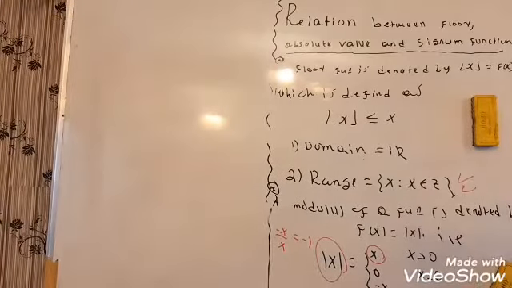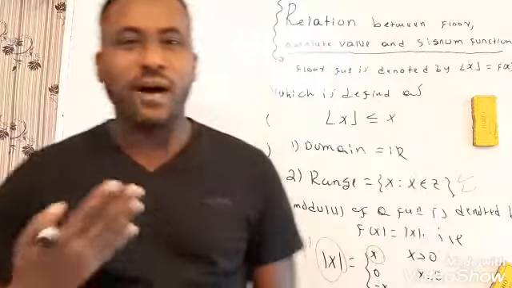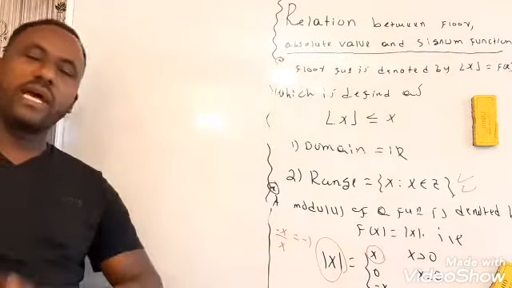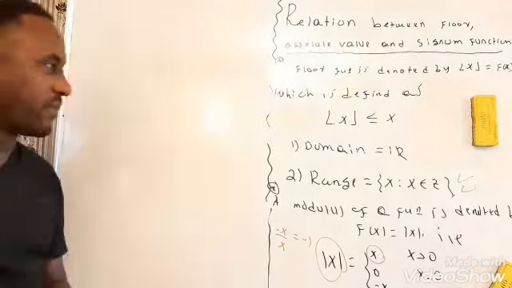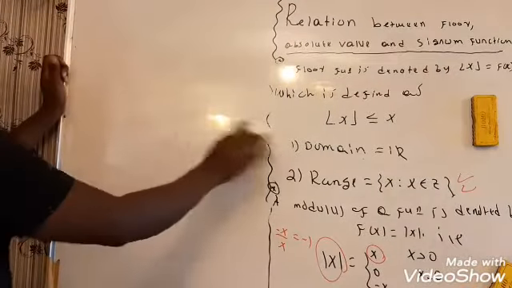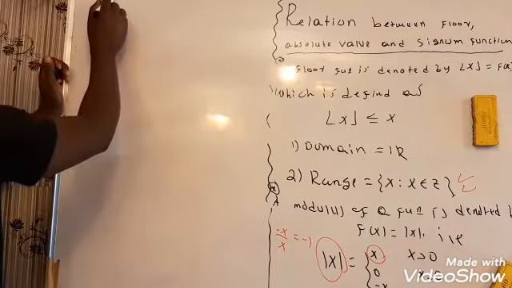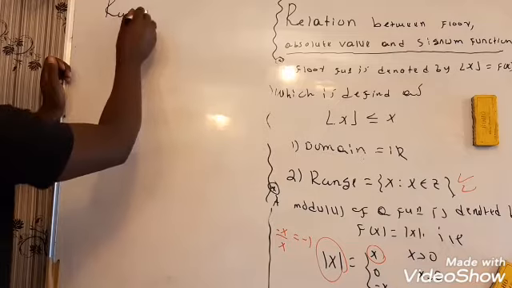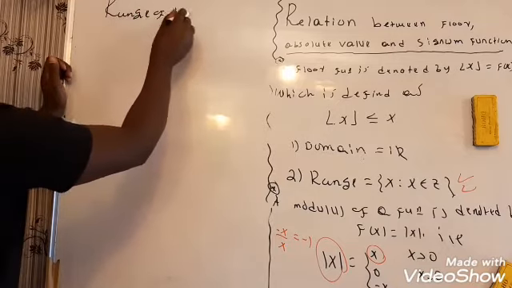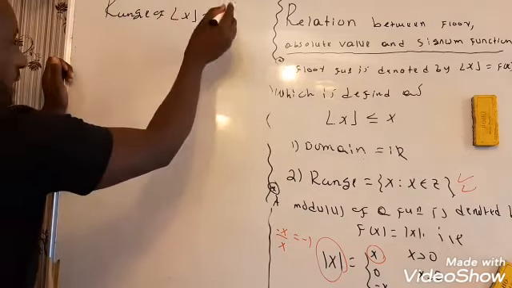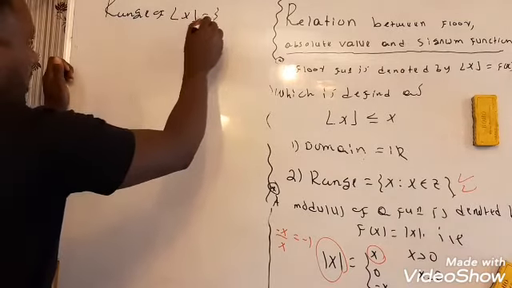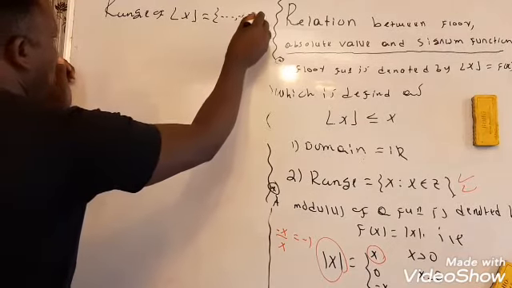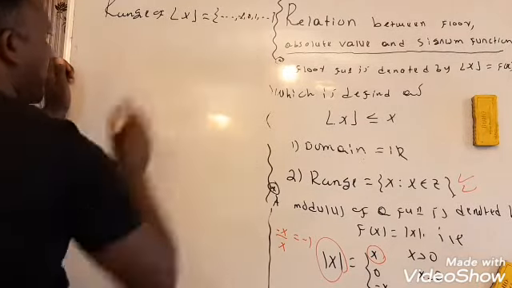There is an important relation here. The domain is the same, but the range differs. The range of the floor function is integers. What is the range of the floor function? That is negative integers and positive integers: ..., minus one, zero, one, .... This is the range.